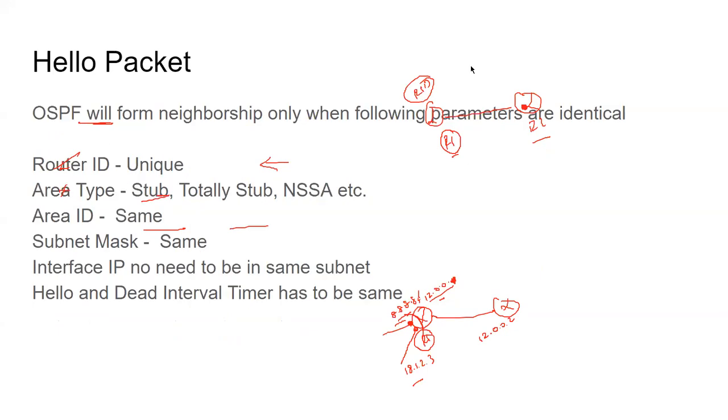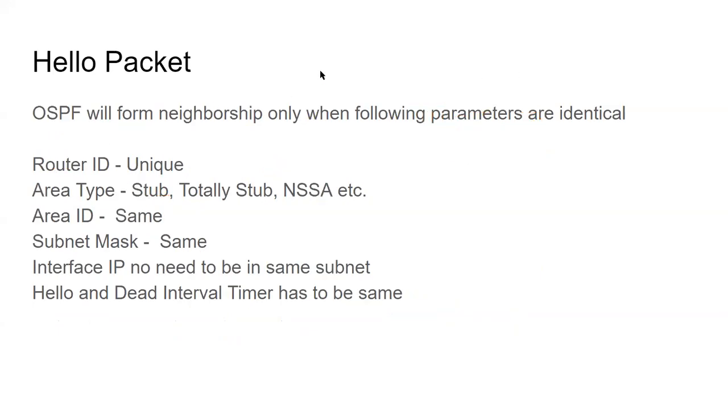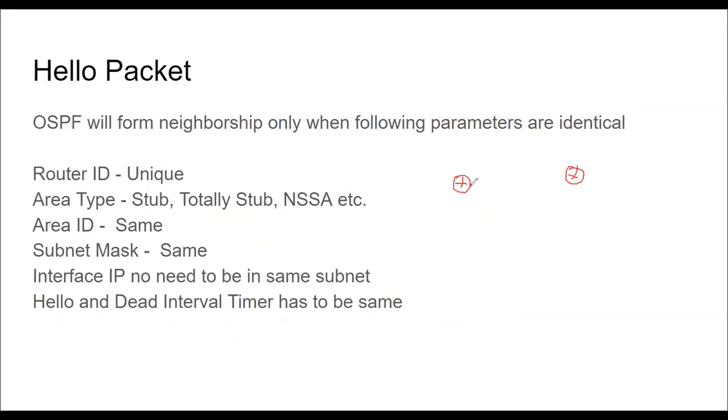Okay, let's talk about the hello packet. Once you enable OSPF on router 1 and router 2, every 10 seconds there will be a hello packet flowing here and there. These are the contents of the hello packet, and I have written here what has to be unique and what has to be the same. For example, I'm enabling OSPF between this guy and this guy. So the hello packet carries the router ID.